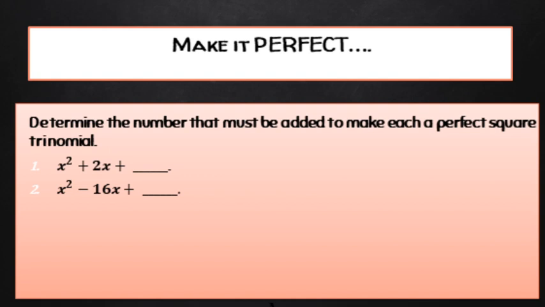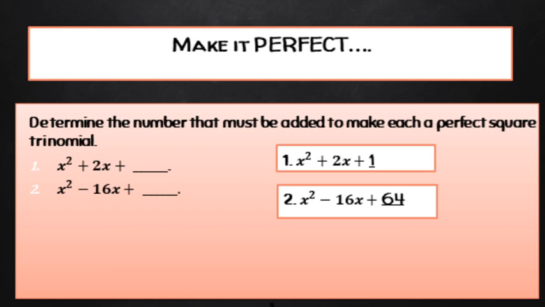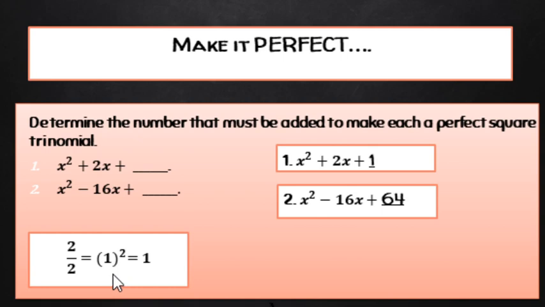For equation number 1, we have 1. For equation number 2, we have 64. How did we come up with these answers? Okay, so we take the square of half of the coefficient of x. For equation number 1, the coefficient of x is 2 and half of 2 is 1. 1 squared is positive 1.